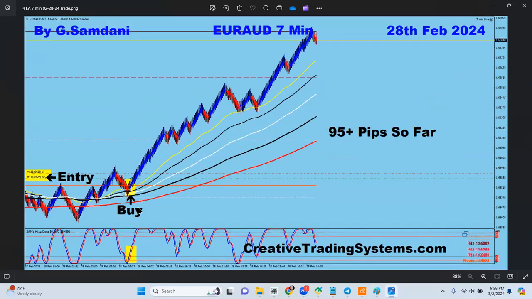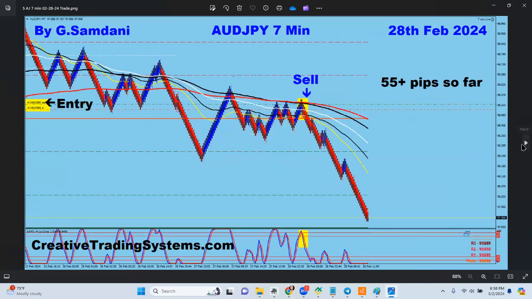And this one is also taken by the EA, your Aussie 7-minute chart, 95 pip buy orders right there. And this one has a short setup, Aussie yen 7-minute sell orders right there on the 28th.